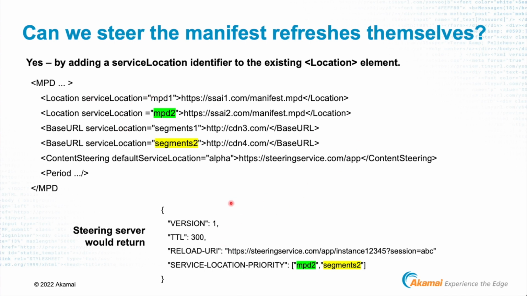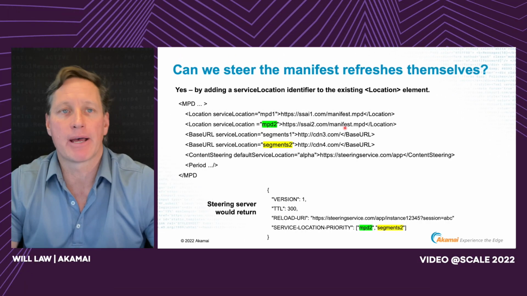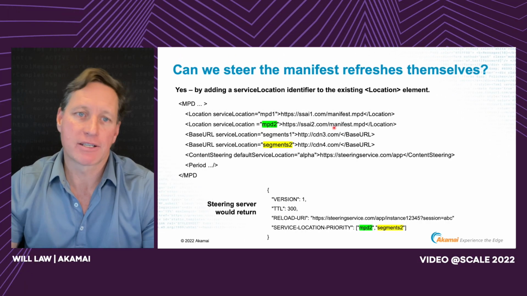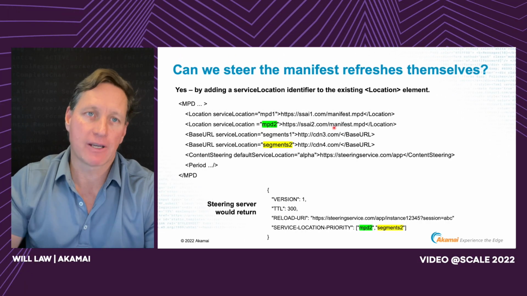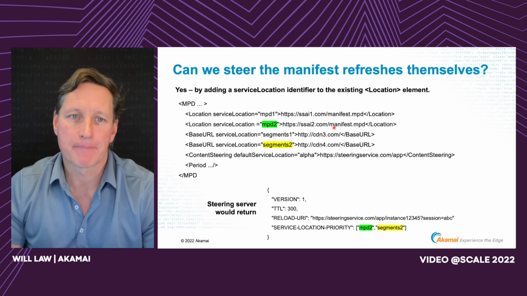So now we can see that our steering server, again, in their service location priority, can simply give a list. We reevaluate it against the Location. So we would, in fact, use Location MPD2 and the BaseURL segments 2 for our content. So that would instruct this player to go to a new location when it did its manifest refresh. So we can steer ads, and we can steer the manifest, and we can steer the content.